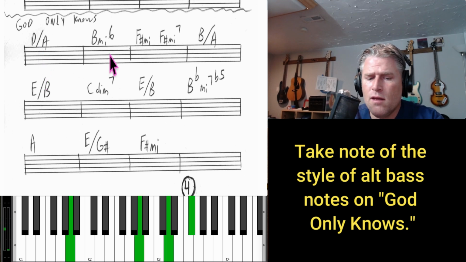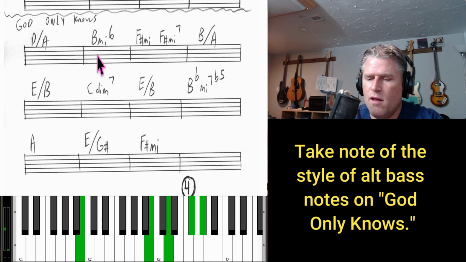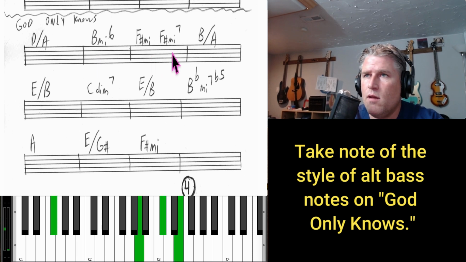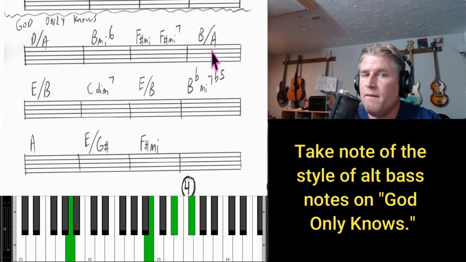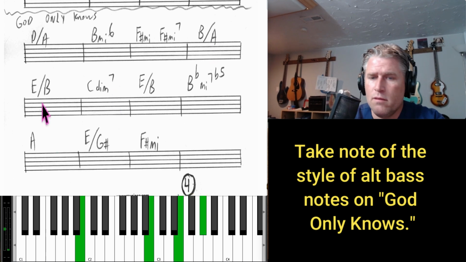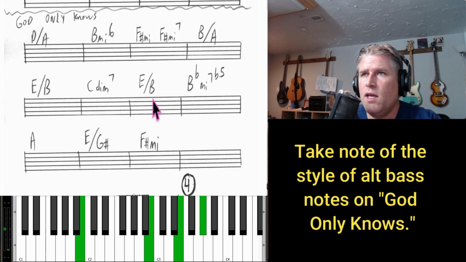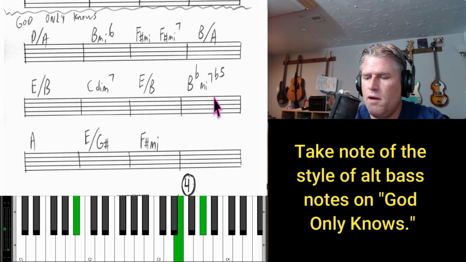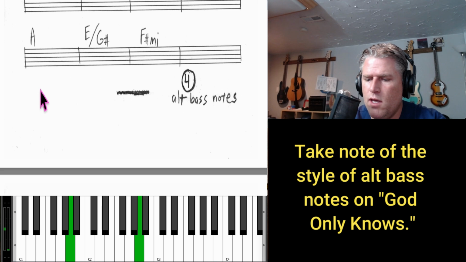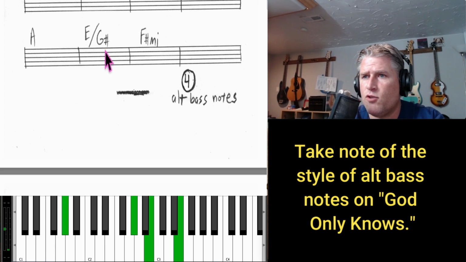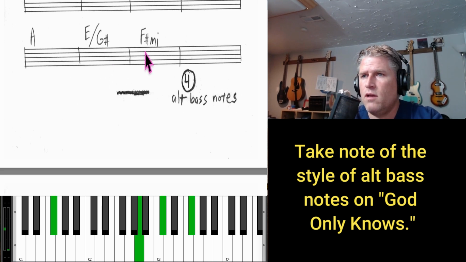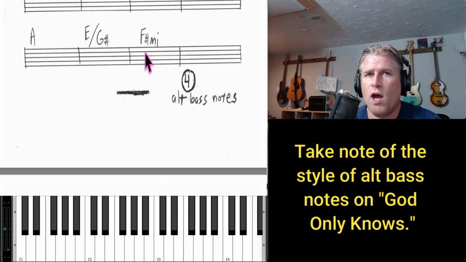B minor 6, F sharp minor 7, B over A, E over B, C diminished 7, E over B, B flat minor 7 flat 5, A, E over G sharp, F sharp minor. Check out that video. It's a wild ride, and it takes a while to really break down all of that.